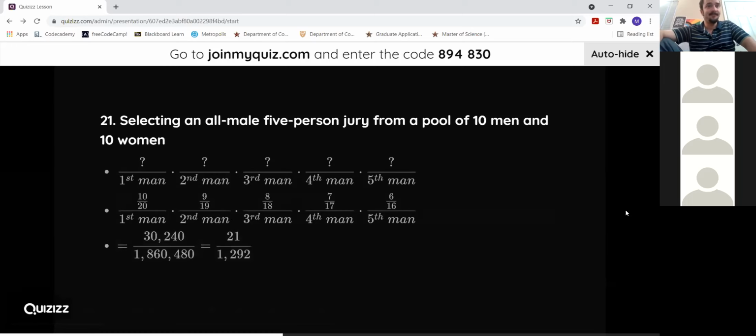Here it is again. When I multiply these numbers on top, 10 times 9 times 8 times 7 times 6, I get 30,240. When I do 20 times 19 times 18 times 17 times 16, I get 1,860,480. I divide each of those by 1440, I believe is the number. If I divide the top and bottom by 1440, I should get 21 over 1292.